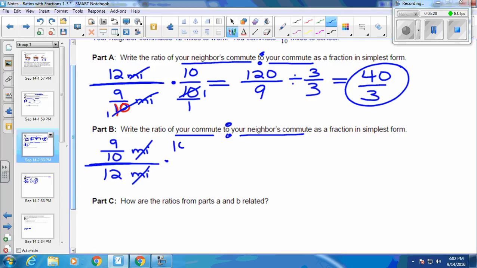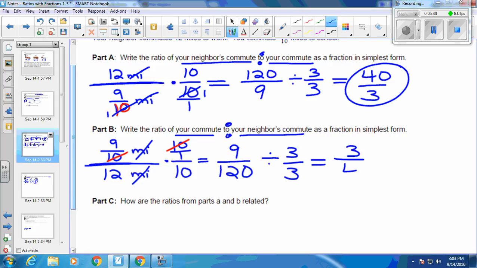So I'm going to multiply the top by 10 and the denominator by 10. This is really 10 divided by 1, which allows me to cancel out the 10 and the 10. So now I have 9 in the numerator, and then 12 times 10 to give me 120. Again, I can reduce both the numerator and denominator by 3 to give me 3/40.